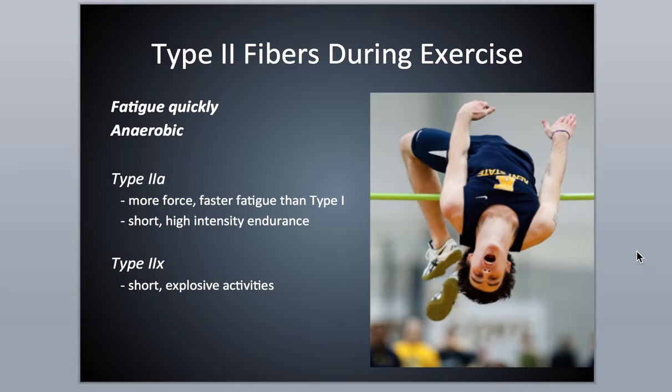So again, the type 2A, they have more force, but they do fatigue a little bit quicker than type 1 fibers. The type 2A, usually short, high-intensity endurance exercises, maybe something like a 400, maybe 800-meter run, maybe even getting into a mile run. The type 2X fibers, you're really looking at short, explosive activities. I mean, this is stuff where you're jumping as quickly and as forcefully as you can, or you're lifting something that you need a lot of weight really quickly, or you need a lot of maximal force production.